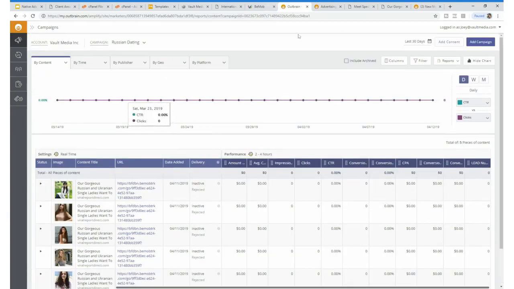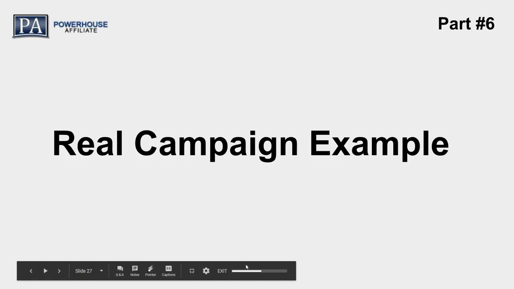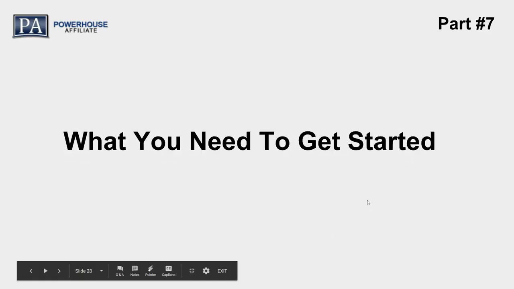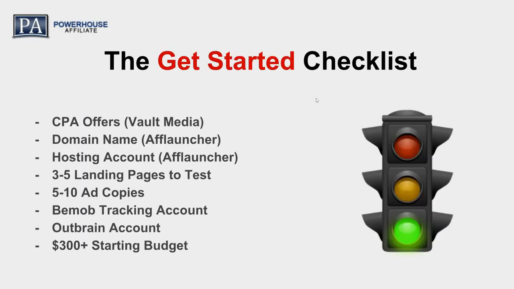Now, let me go back to our presentation here. Okay. So if you're brand new and I went through that a little bit too fast, I want to give you guys a checklist on what you need to get started. You need a CPA offer, whether it's a dating one that I'm using in this, or some other ones that are in there. It could be any offer, but you need to start with an offer.